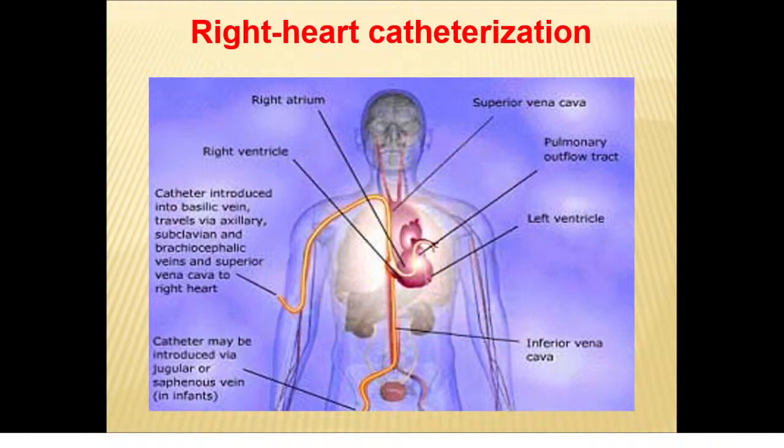We can catheterize the heart through the vena cava and catheterize the right ventricle. This method may be used for diagnosis and for treatment. For treatment, we introduce a special electrode and stimulate the heart's contractile ability.